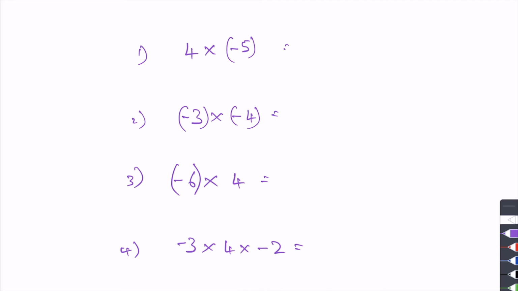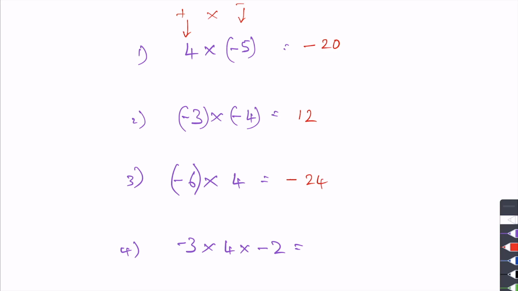Okay, let's have a look at these multiplications now. So in this first case, we have a positive number multiplied by a negative number. Positive times a negative means my winner is a negative because the signs are different. Then all I do is 4 times 5 is 20. In the next case, I have minus times a minus, which gives me a positive. 3 times 4, 12. In number 3, I have minus times a positive, which gives me a negative number. 6 times 4 is 24.